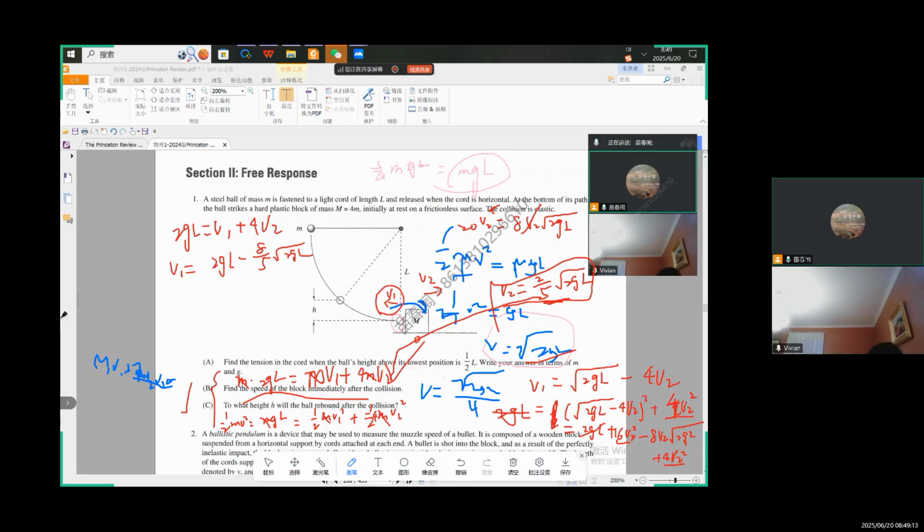You can use energy. Just the energy. Just the height. You can find the height and then you can find the angle. But he didn't ask us for the angle. We can just find the height.